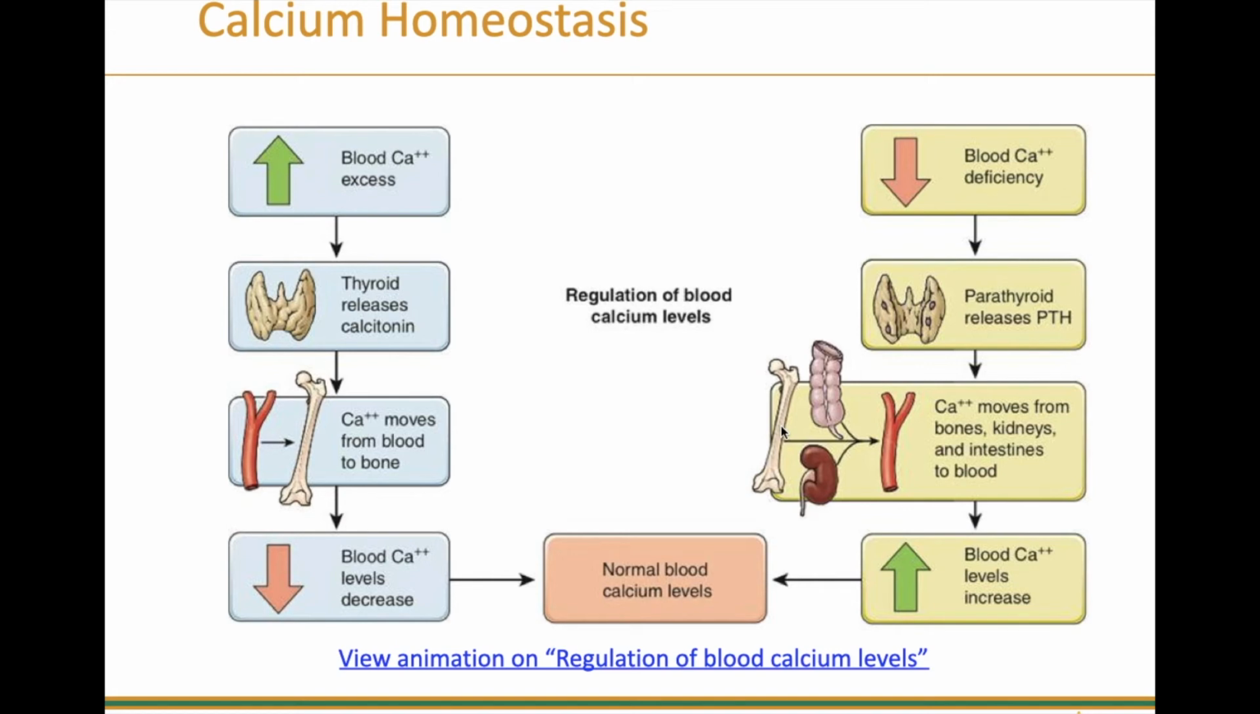It also acts on the small intestine, causing it to absorb more calcium, and it also acts on the kidneys, causing it to reabsorb calcium, and also increasing the blood levels of calcium. You can see over here, kind of opposite, if there's too much blood calcium, calcitonin would be released. Calcium is moved from the blood to the bone, and that gives the levels back to normal.